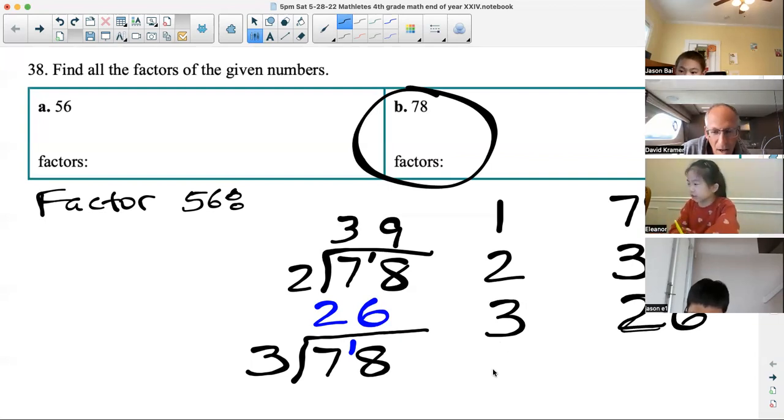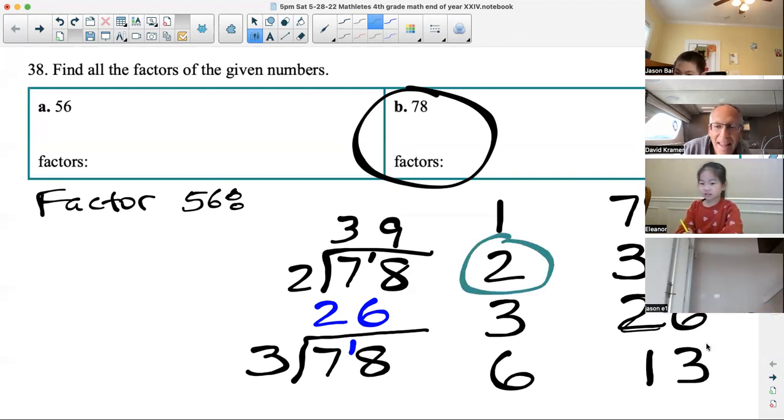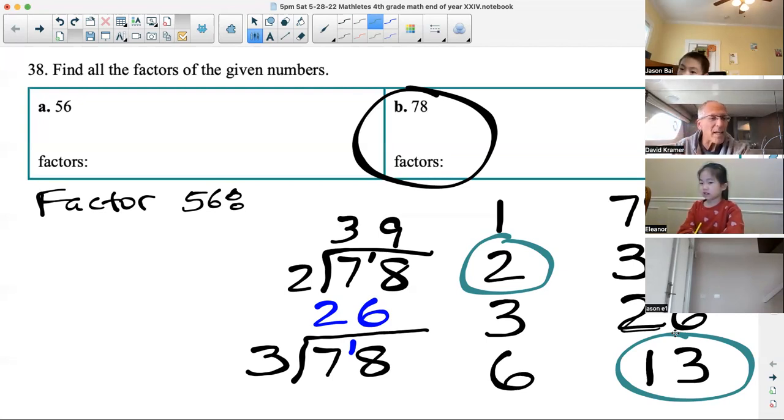6 times 13. And yes. And is 13 a prime number? Yes. Then that means that we are done. You have found all the factors of 78. Wow, that was amazing. Nice work, nice work.